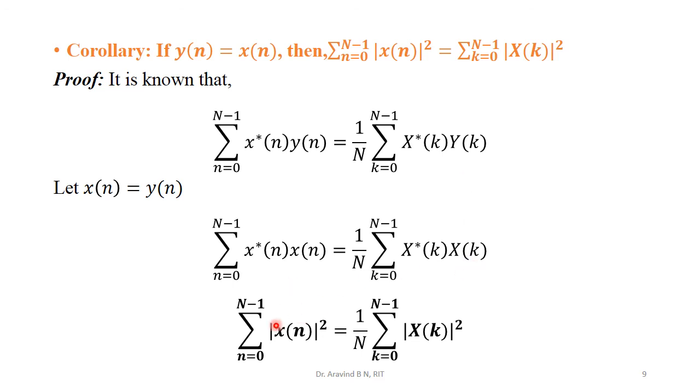Then if we apply the modulus, the conjugate will be ruled out. Therefore, we can clearly represent that as summation n is equal to 0 to N minus 1 x of n square with modulus, and summation k is equal to 0 to N minus 1 x of k square in terms of modulus. So this is a special case, and this is the main relation that we are going to make use of while solving any problems related to the Parseval relation. Thanks for joining.